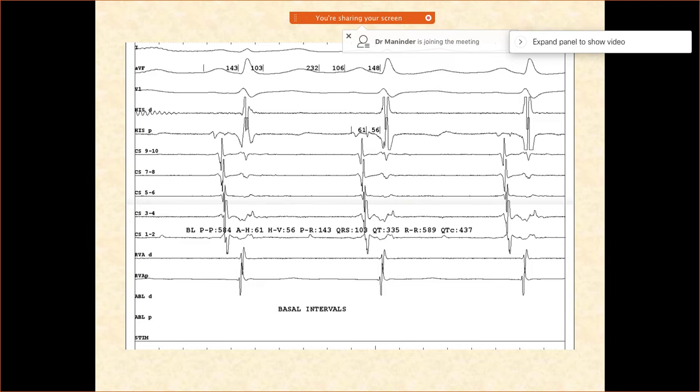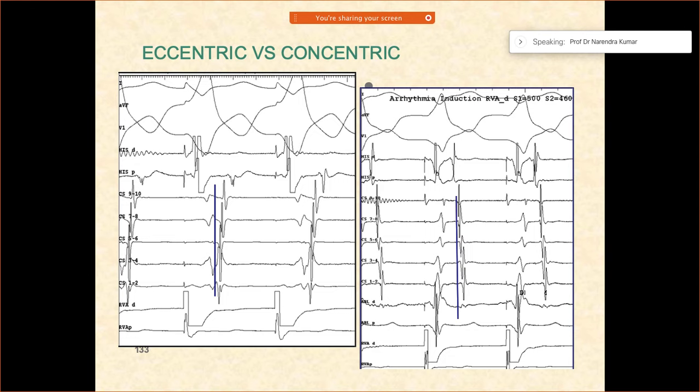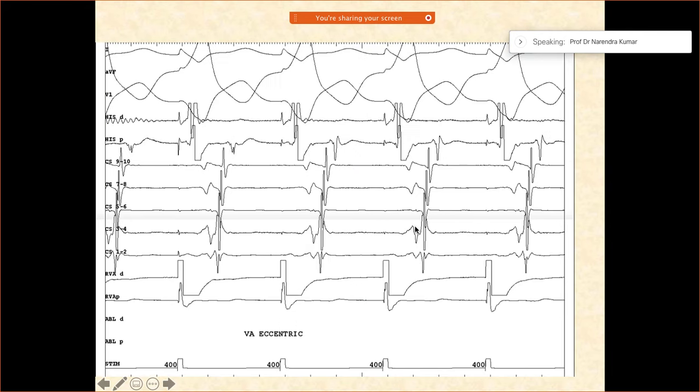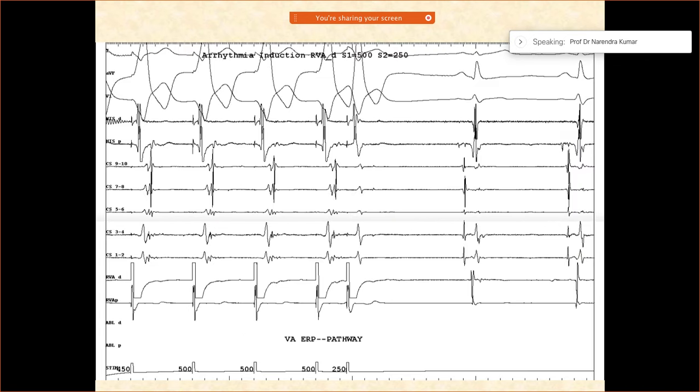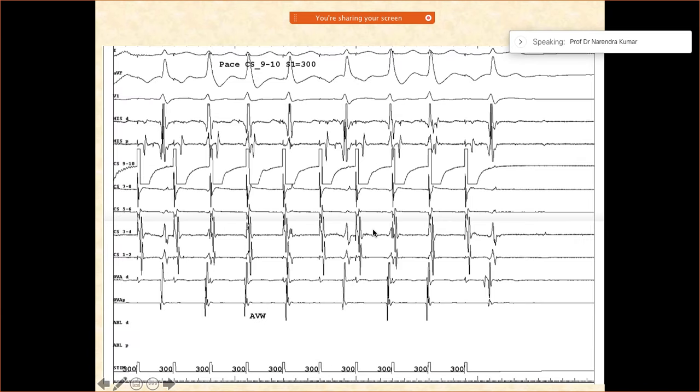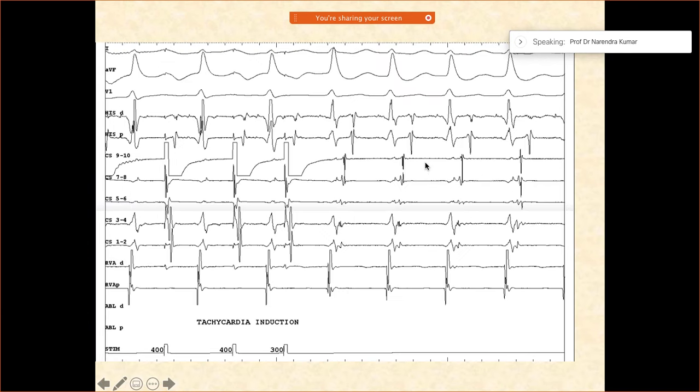Yeah, so now we are having a closer look at all these basic intervals. These are the different patterns of activation, eccentric versus concentric. Okay, so now the tachycardia is going on right now. What we are trying to do is induce the tachycardia. Over here, the pacing is going on with the CS 9-10.